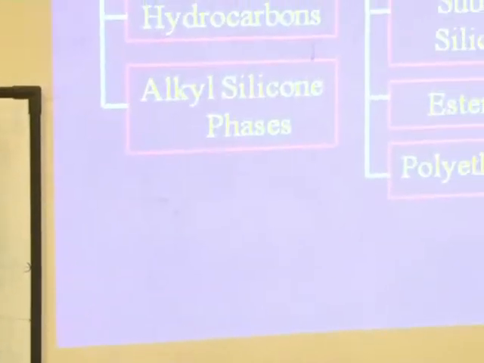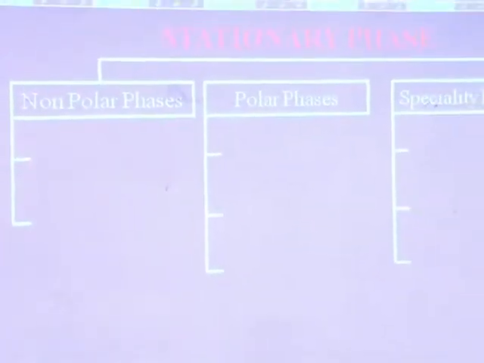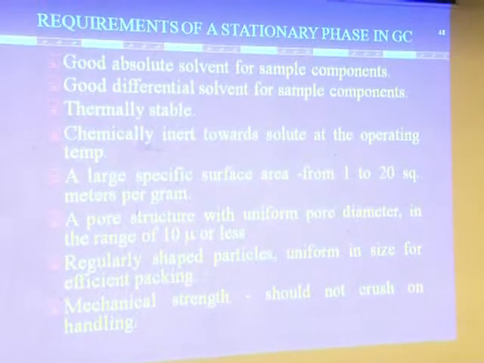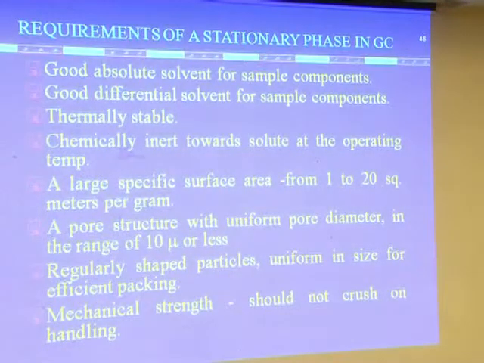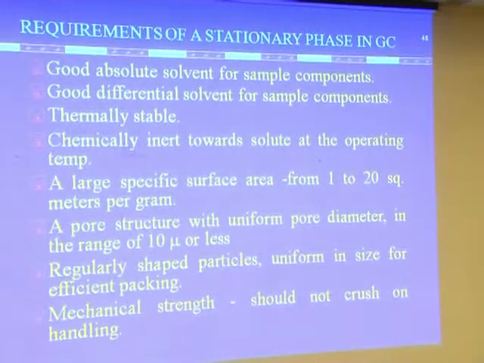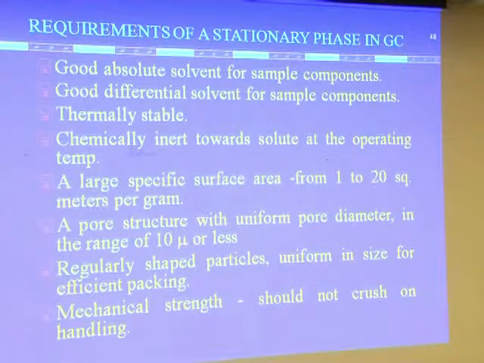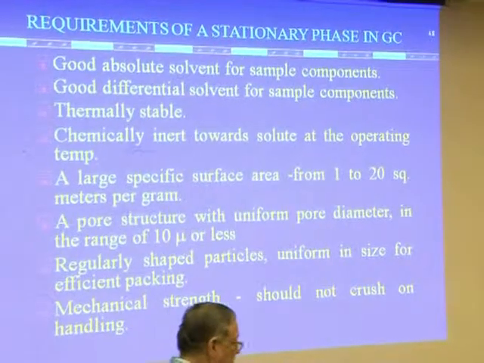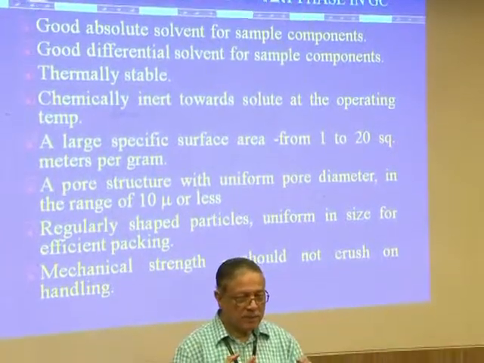We'll repeat those conditions, the previous ones. Go back. Previous slide. Now you will appreciate: good absolute solvent, good differential solvent, chemically inert, large specific surface area, pore structure, regular shape, mechanical strength, and as I said, the vapor pressure under experimental temperature condition should be minimal. And all the choice, therefore, will depend on what?